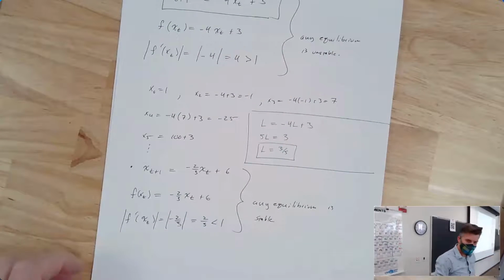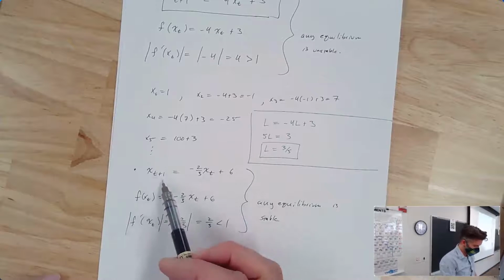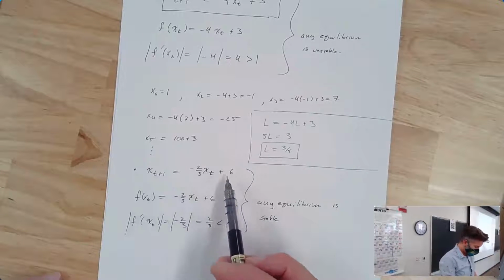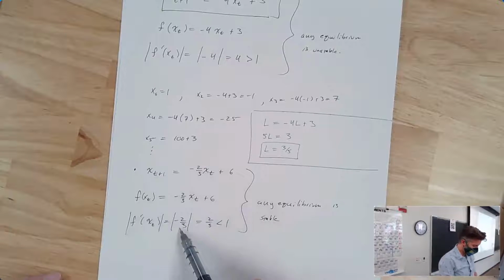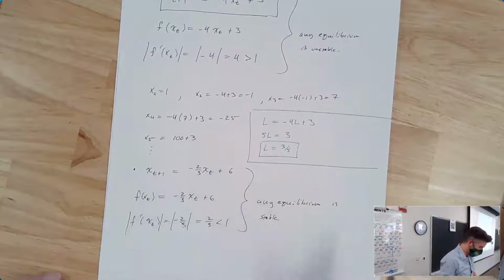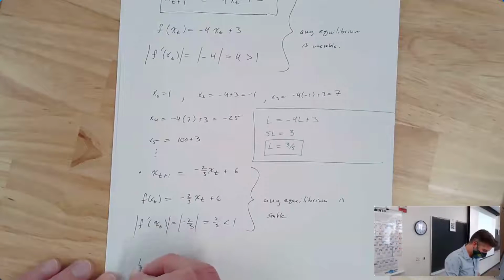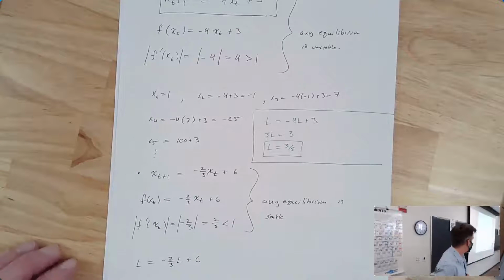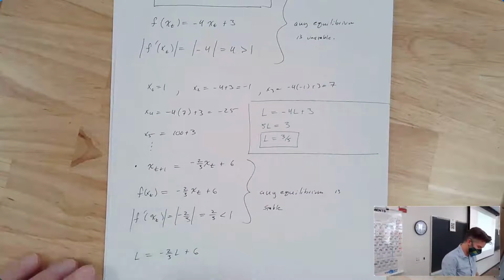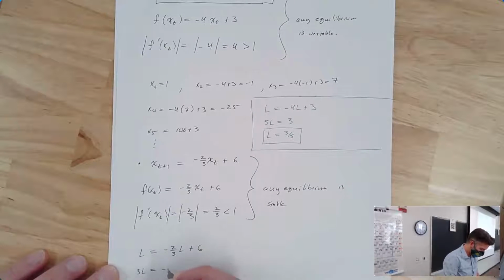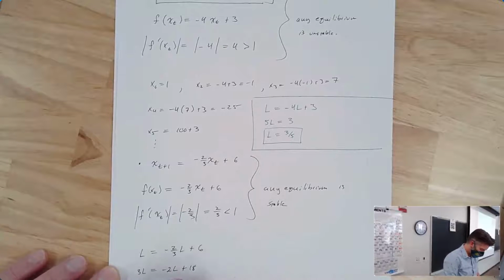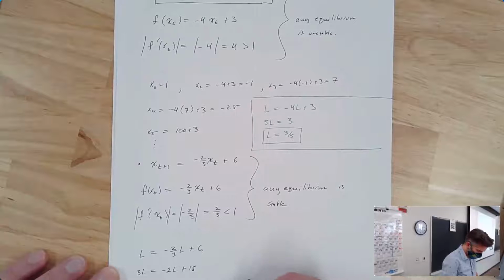And then in this other example, where x of t plus 1 equals negative 2/3 x of t plus 6, the derivative is negative 2/3, which in absolute value is less than 1. And so here we have stability no matter what our equilibrium is. We can also find it by setting L equal to negative 2/3 L plus 6. I'd probably multiply everything by 3, so 3L equals negative 2L plus 18. 5L equals 18. So L equals 18/5, or if you prefer, 3.6.